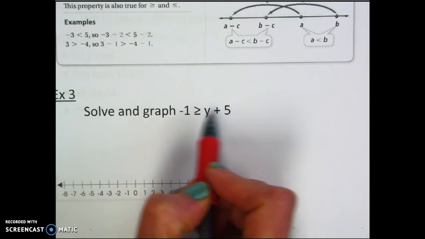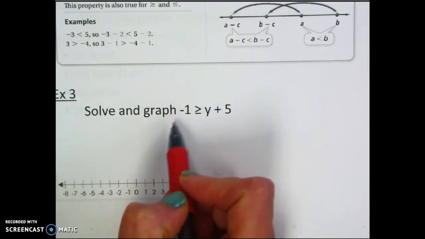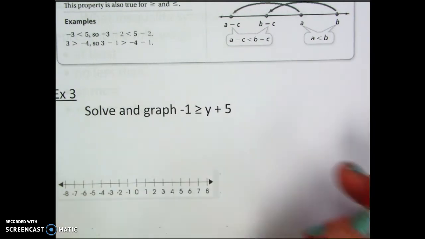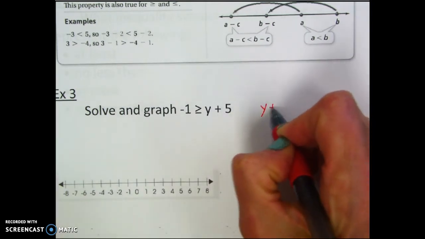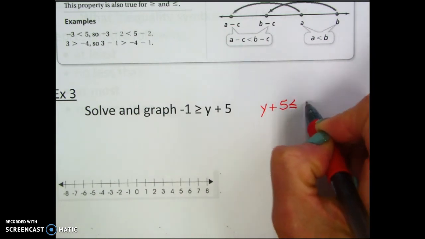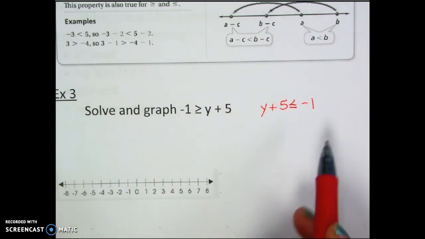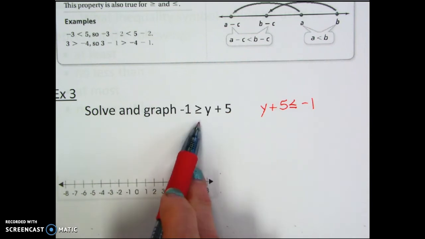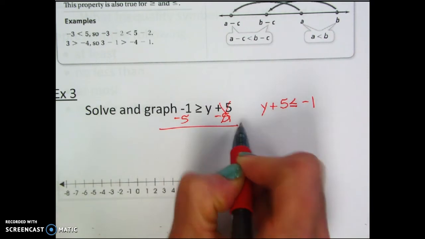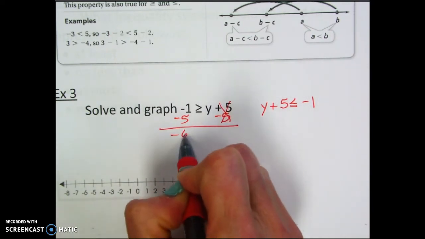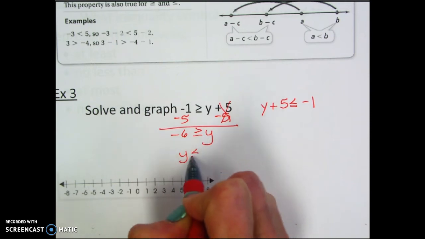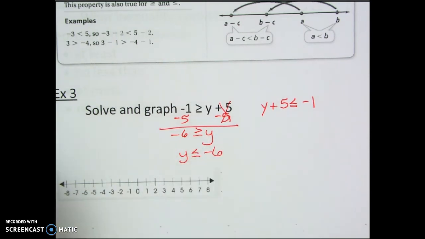Y plus 5 less than or equal to negative 1. Some people don't like the order that this is written in. I'm going to leave it like this. If you want to rewrite it, y plus 5 is less than or equal to negative 1. So to get y by itself, I'm going to have to subtract 5, which gives me negative 6. So y is less than or equal to negative 6.